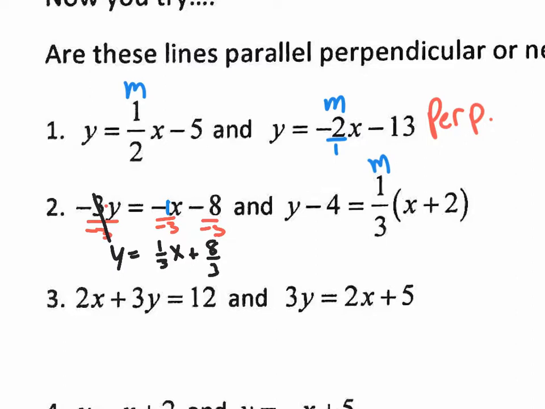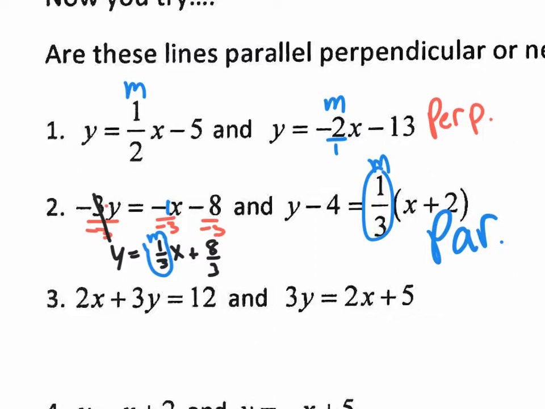And who cares about the b value? All we care about right now is the m value is 1/3, and over here the m value is 1/3. So it is the same exact slope. So what do we say? Parallel. So I want to put PAR as the parallel abbreviation. So in order to see the slope, you need to compare slopes.